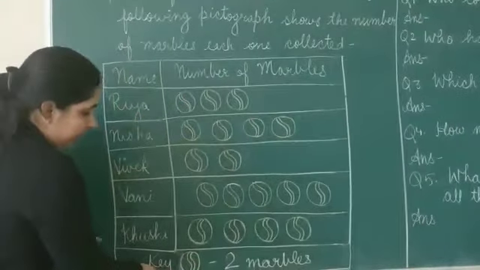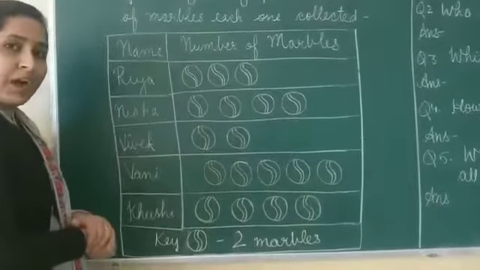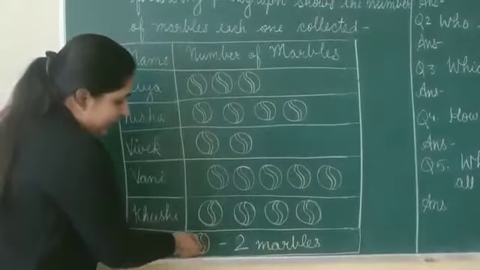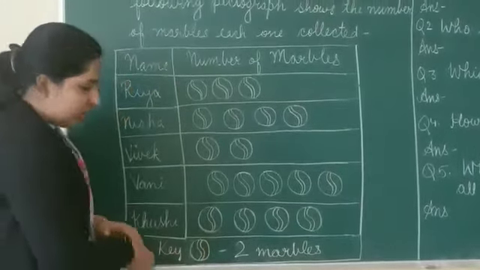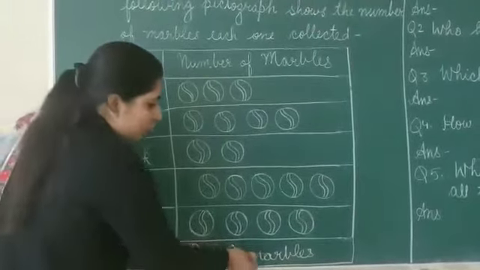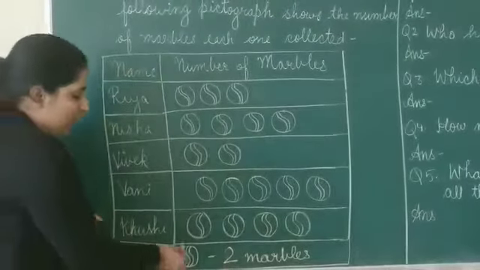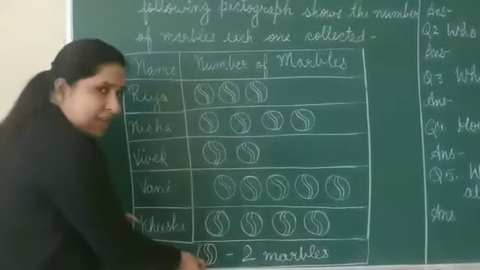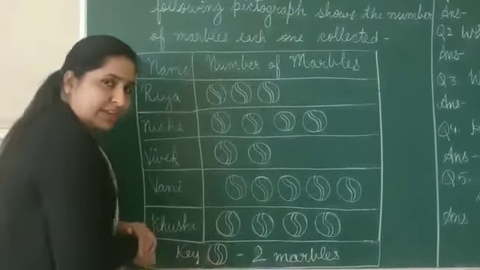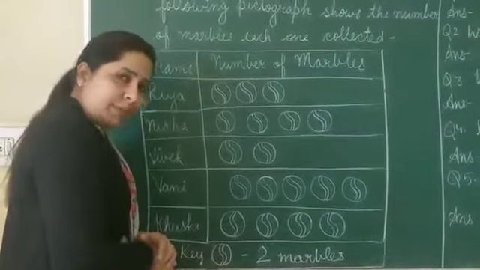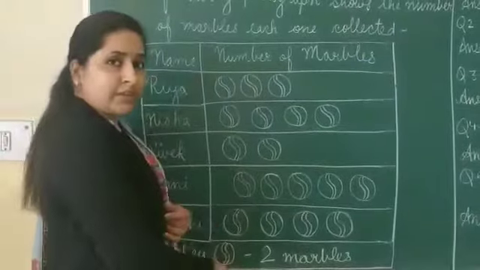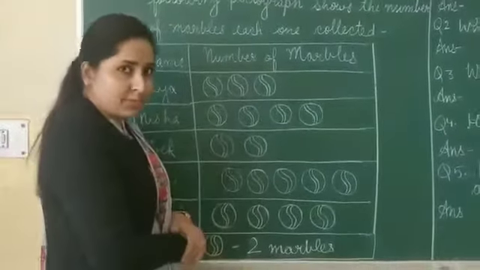Now at the end we have the key. The most important part of the pictograph is the key. In the key it is written 1 picture of marble is drawn which equals 2 marbles. Means 1 picture of marble is representing 2 marbles. Means wherever you will see 1 picture, it means it is for 2 marbles. Now using this key we can answer any question based on this pictograph.